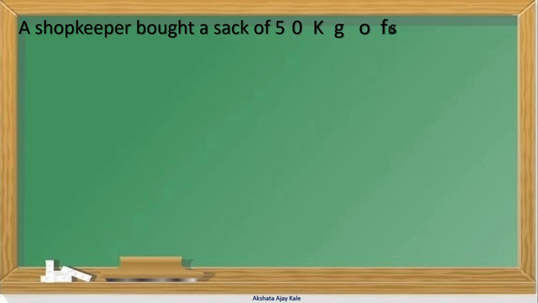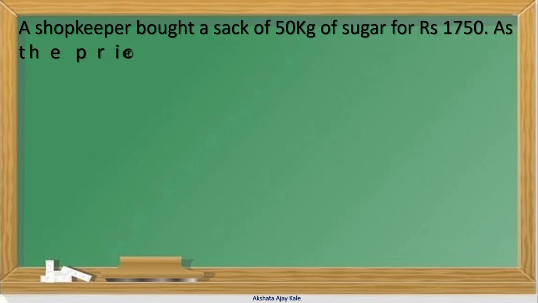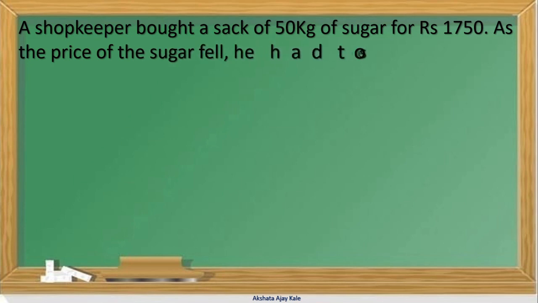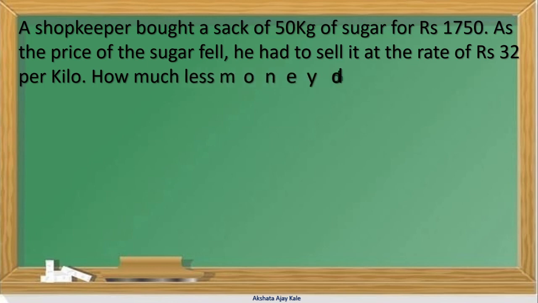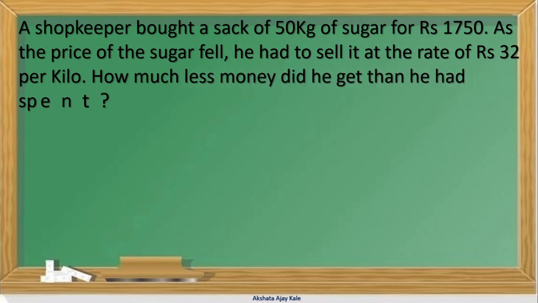A shopkeeper bought a sack of 50 kg of sugar for rupees 1750. As the price of the sugar fell, he had to sell it at the rate of rupees 32 per kilo. How much less money did he get than he had spent? Yes, there is a shopkeeper. He bought a sack of 50 kg of sugar. How much he paid? He paid 1750. We will write this first.